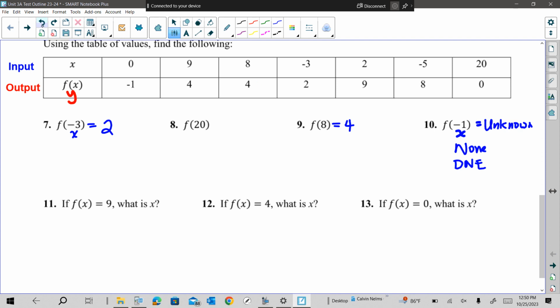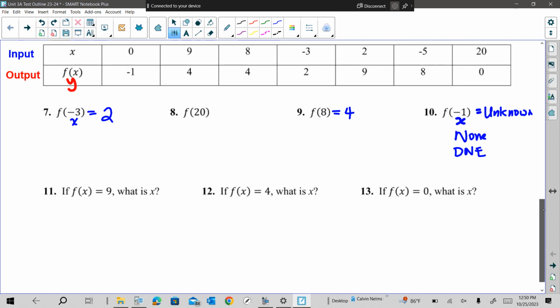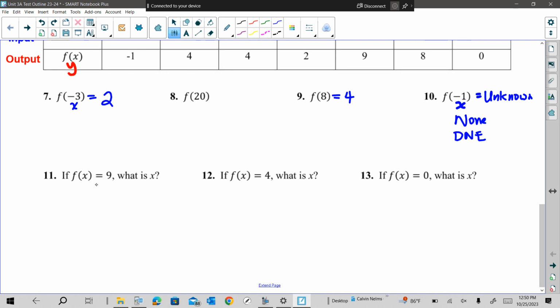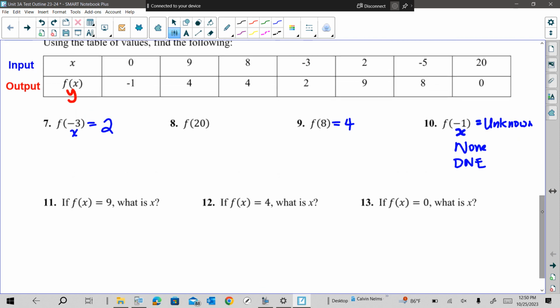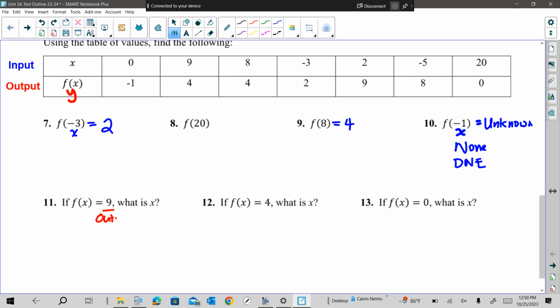Now, on the next row, 11 through 13, they're asking you if the function is equal to 9. So the 9 that it equals, this right here is the output. So we're supposed to find the x. Yes, you're trying to find the x. So in this one, what is the x? This would be x equals 2.